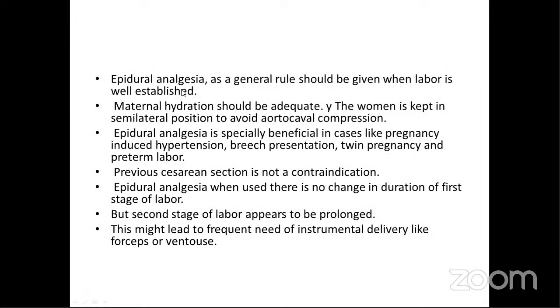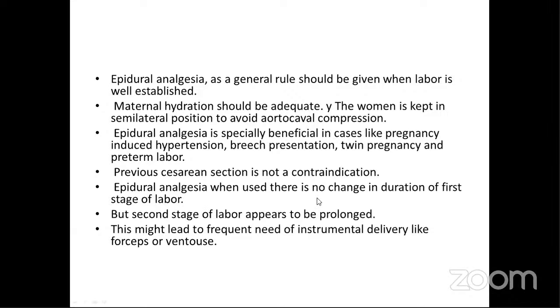Next, epidural analgesia, as a general rule, should be given when labor is well established. Maternal hydration should be adequate. The woman is kept in a semilateral position to avoid aortocaval compression. It is specifically beneficial in cases like pregnancy-induced hypertension, breech presentation, twin pregnancy, and preterm labor. Previous cesarean section is not a contraindication. We can use epidural analgesia in such patients with proper monitoring.